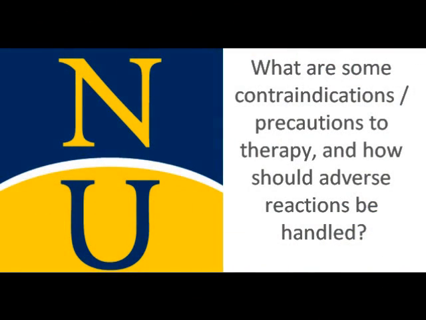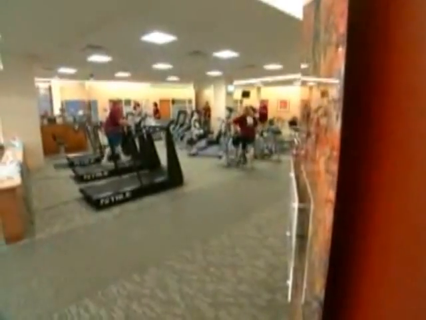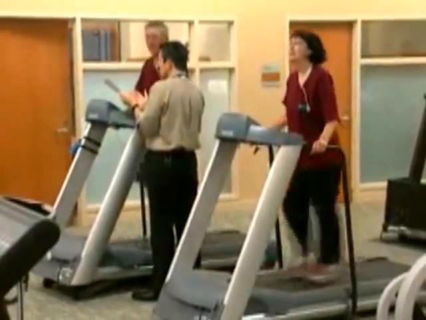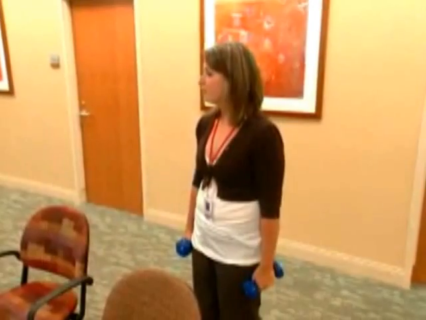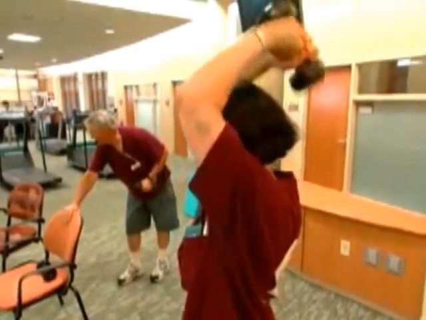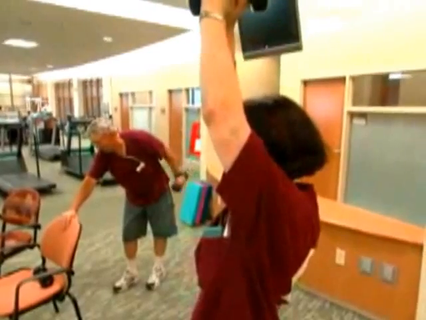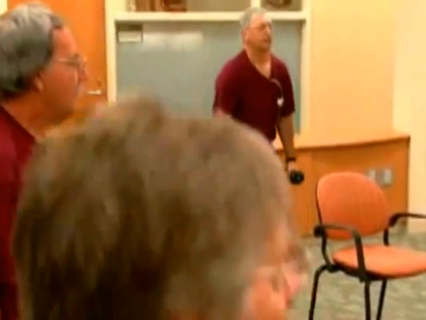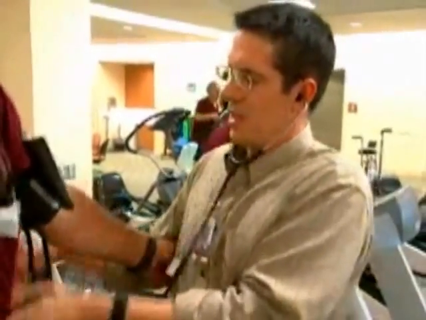What are contraindications and precautions to therapy, and how should adverse reactions be handled? The cardiopulmonary population can be one of the most complex when it comes to contraindications and precautions. Many of the patients in this population that you will see will have multiple comorbidities and are often taking many different types of medication. Because of this, it is imperative that physical therapists know when therapy is contraindicated and what actions to take if their patients present with signs and symptoms that were discussed earlier.